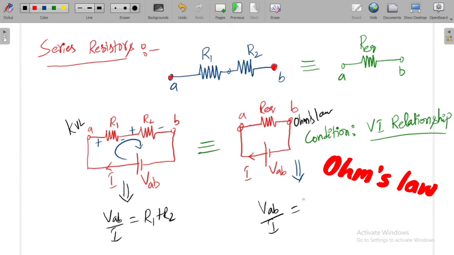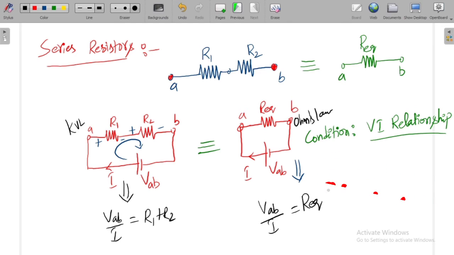current. Now VAB by I gives you R equivalent, because according to Ohm's law, V is equal to I times R. So in the first circuit, we have the ratio of voltage to current as R1 plus R2, and in the second circuit we have the ratio of voltage to current as R equivalent.